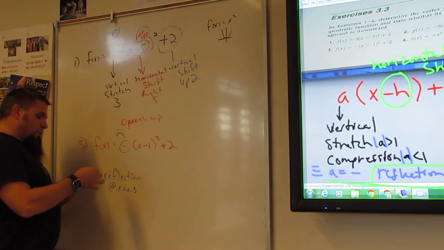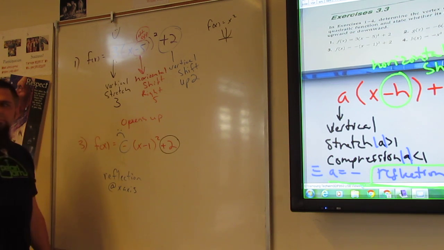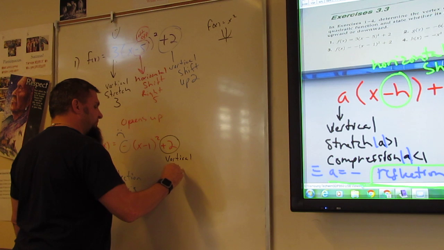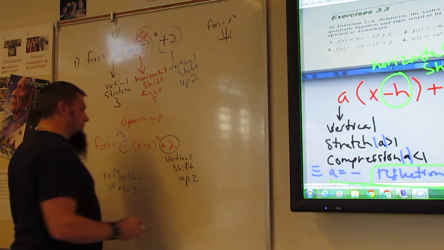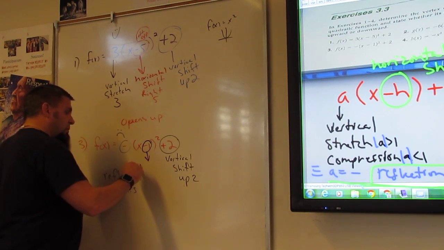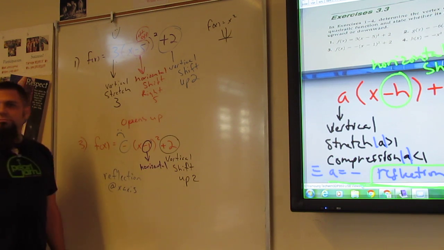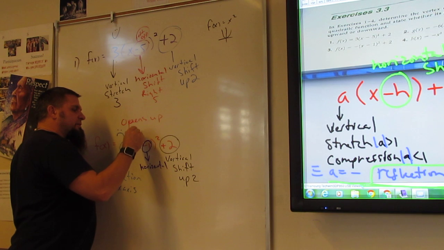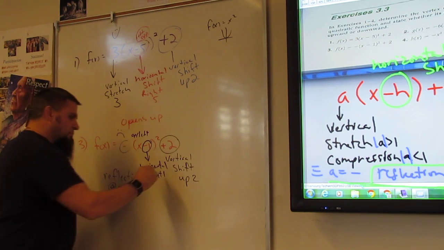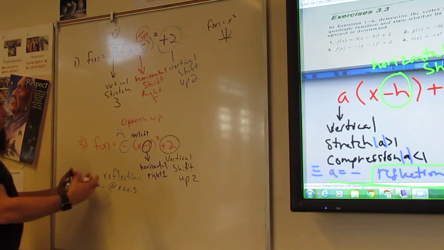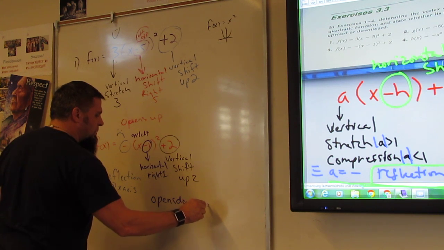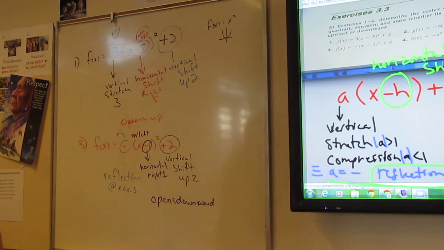And then, what's this mean? Vertical shift up 2. And then what about inside? Horizontal shift right 1, because the negative tells us it's left, but it's opposite of that. So it's right, and in this case, 1. And that's all I'm asking for. And then it opens downward, right? That's all we're asking for.